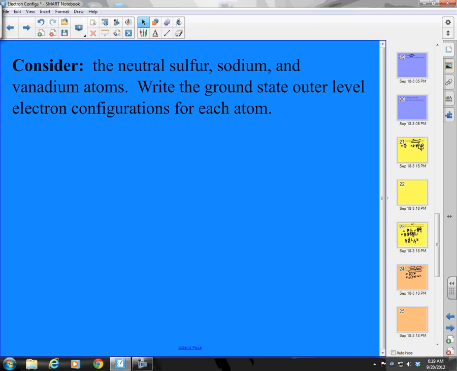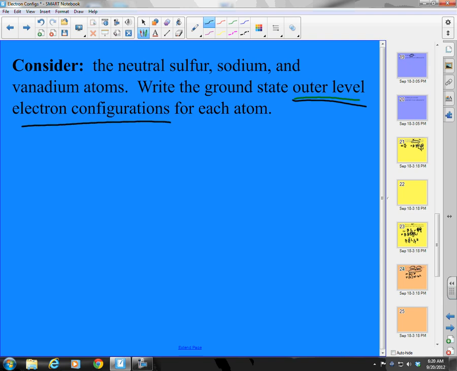Welcome back. Last time we talked about using the periodic table to figure out D and F block electron configurations, and then we talked about orbital notation, and how to use orbital notation to represent each electron in an atom. Then we used the noble gas method, which was kind of a shortcut. Now we want to build off this noble gas idea and come up with outer level electron configurations.